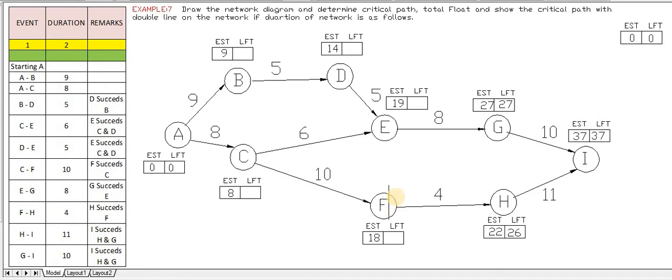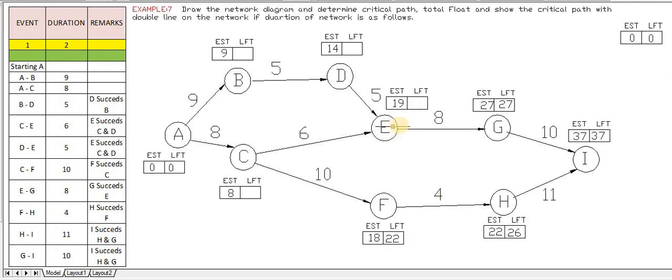Next we proceed to F, which again has one tail end. So 26 is the previous LFT value, and 26 minus 4 is 22.